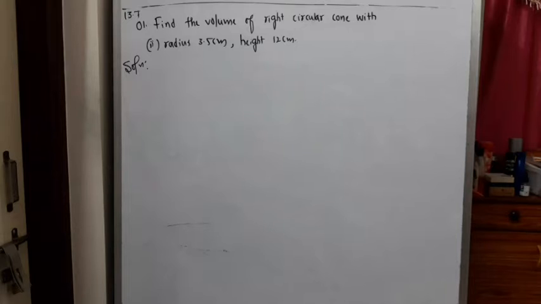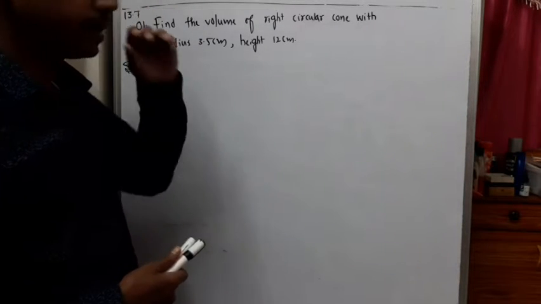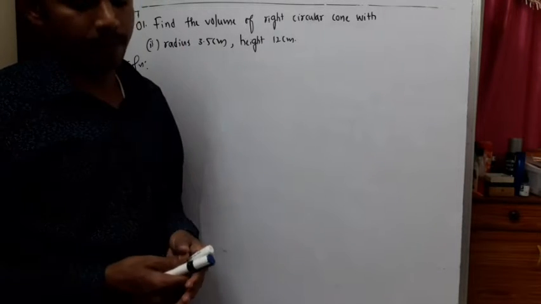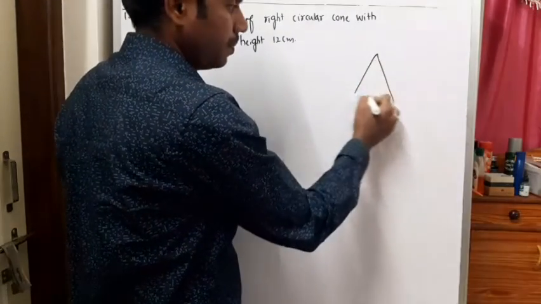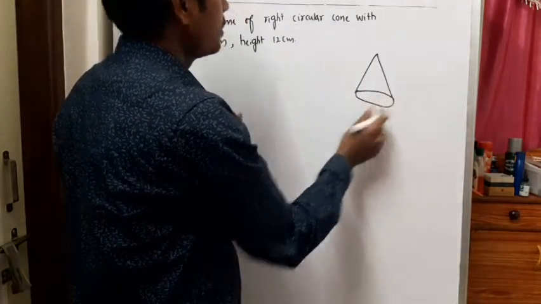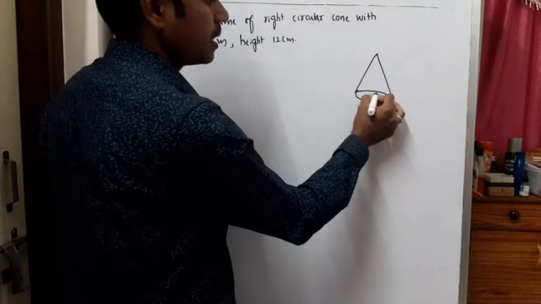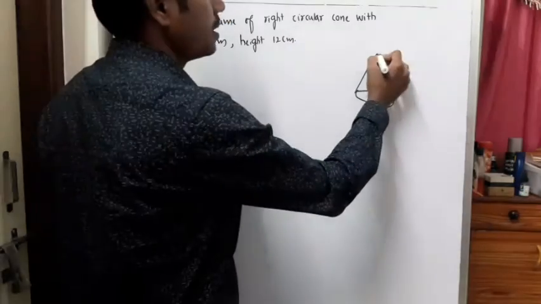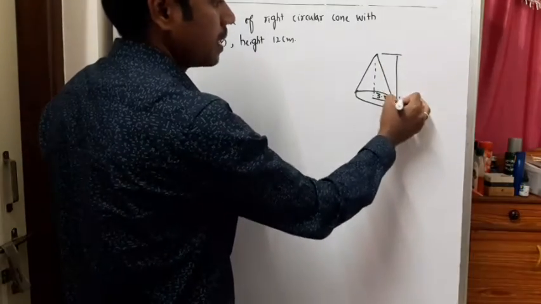Dear students, we'll start with exercise 13.7. In that first question, find the volume of a right circular cone with radius 3.5 centimeter, height 12 centimeter. So there is a right circular cone. What is given to us? They have given radius which is 3.5 centimeter and height is 12 centimeter.